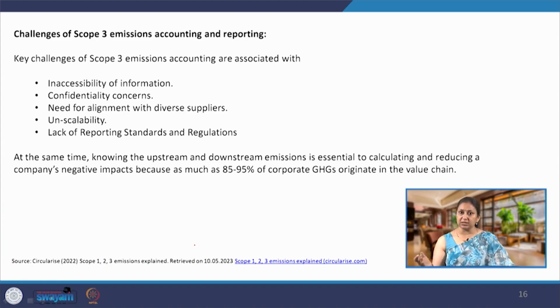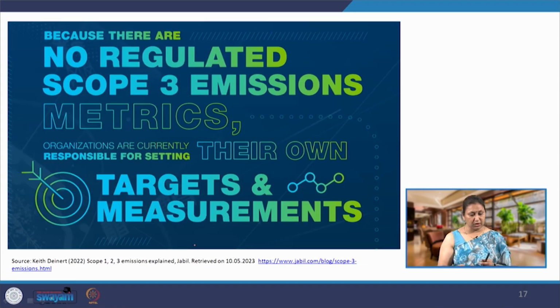If they were in place, a lot of data would be easily available with the entire value chain, vendors and customers. But majority of the times there is this lack of regulation and standards for reporting, which is why data is not available. All these three are making currently the scope 3 emission reporting a little challenging task, but still a lot can be done and gradually we are making progress.